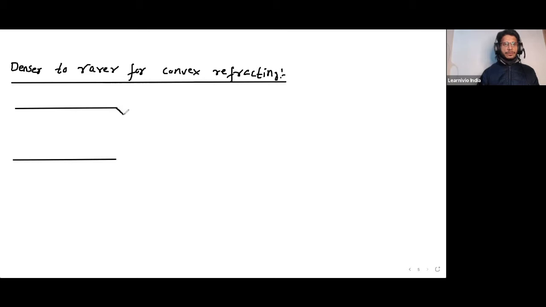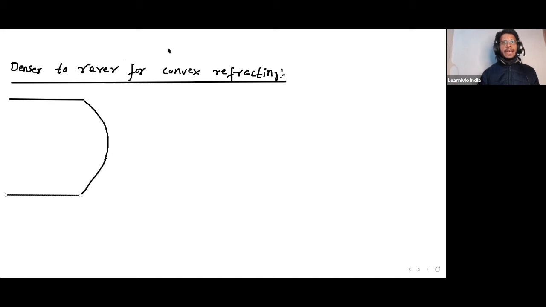This is your spherical surface, a convex refracting surface. See, in all calculations, whenever I write N1, N1 is my rarer medium. Whenever I write N2, that means it's denser medium. So if I'm writing from denser to rarer, where should be my object? My object should be in rarer medium or in denser medium? Tell me. Your object is in denser medium. This is your object. This is the center of curvature of the system.